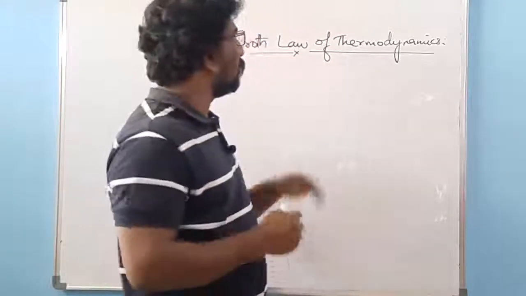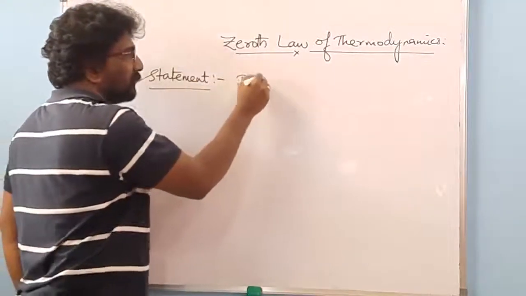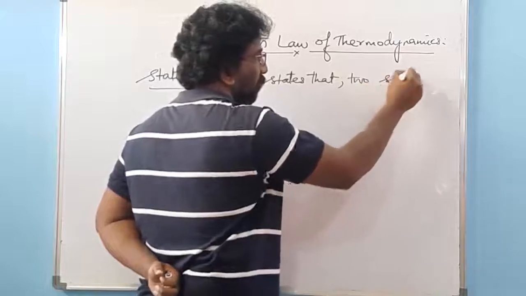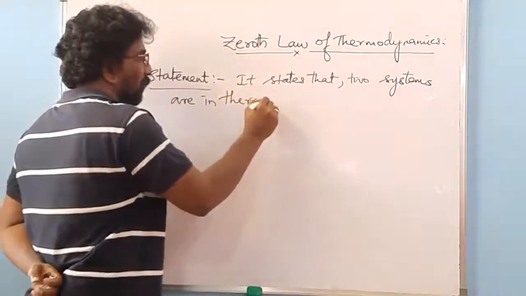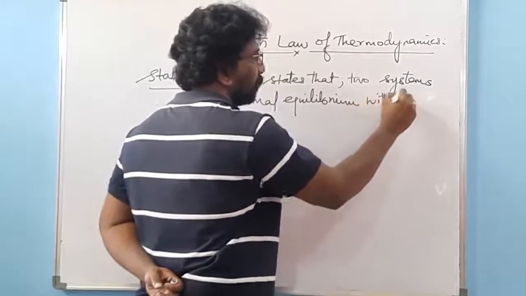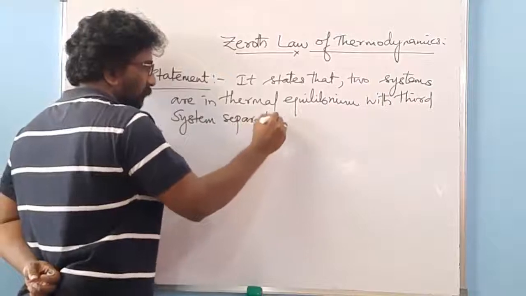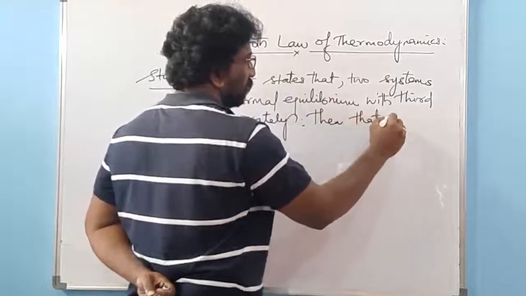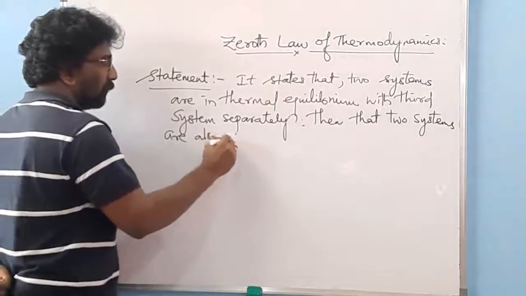Let us see now what is meant by Zeroth Law of Thermodynamics. Statement. It states that two systems are in thermal equilibrium with third system separately, then that two systems are also in thermal equilibrium.